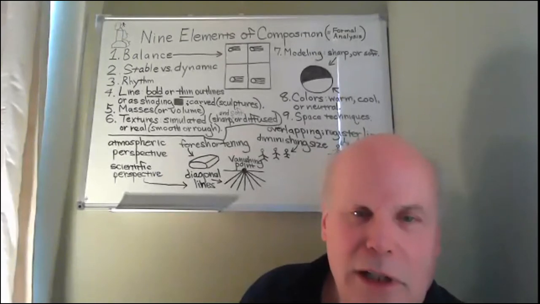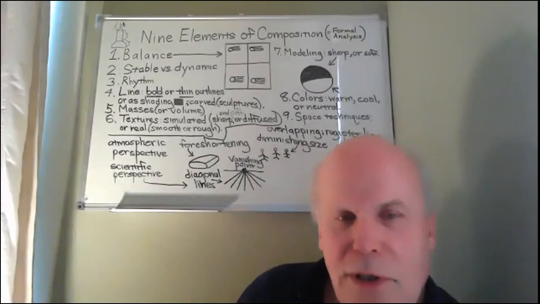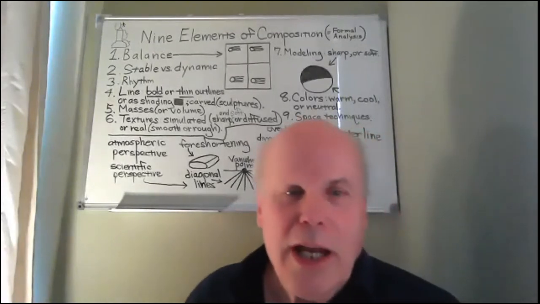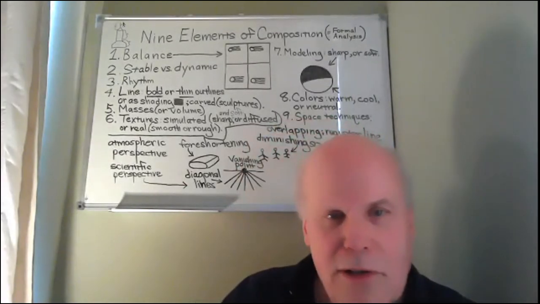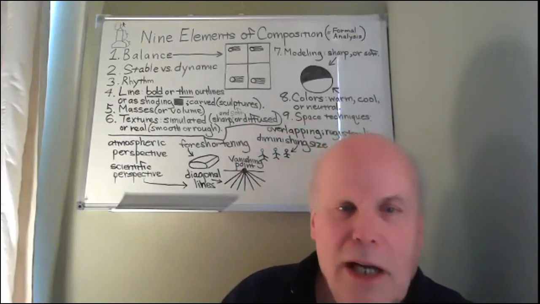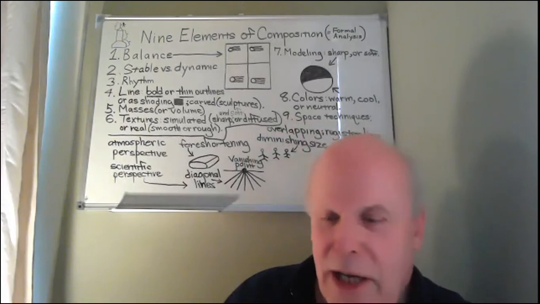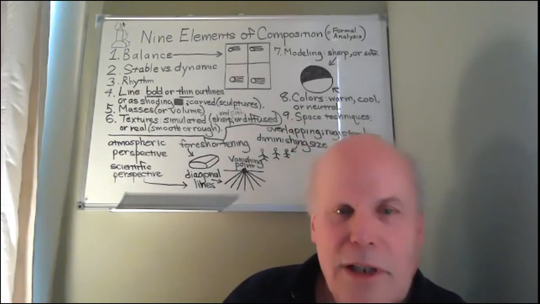So that's how line can be used in different ways to create the illusion of actual objects. It can be shaded, overlapping, cross hatching, it's called. It can be outlines, thin or bold, or it can be carved line. Now there is a kind of a gray area, and that's with architecture. So the best I can tell you with buildings is, it depends on the building.